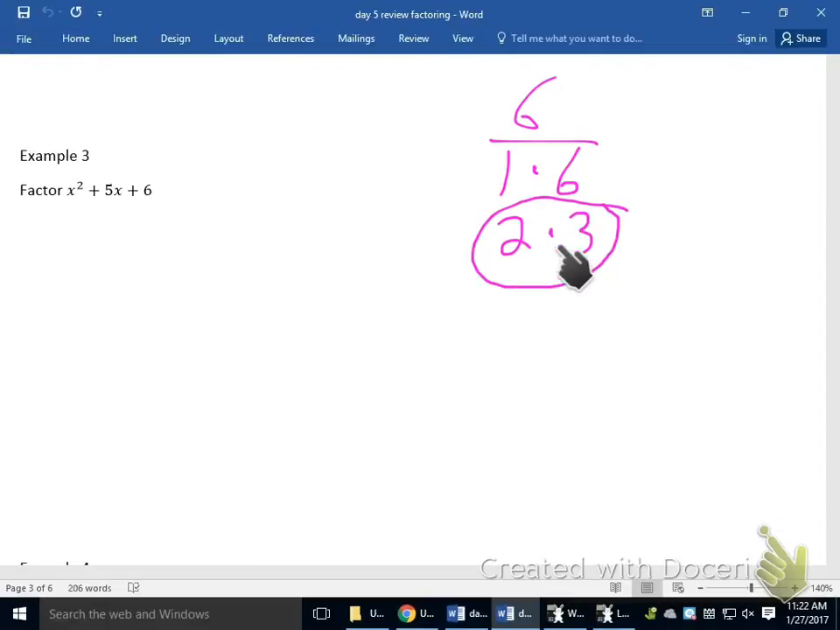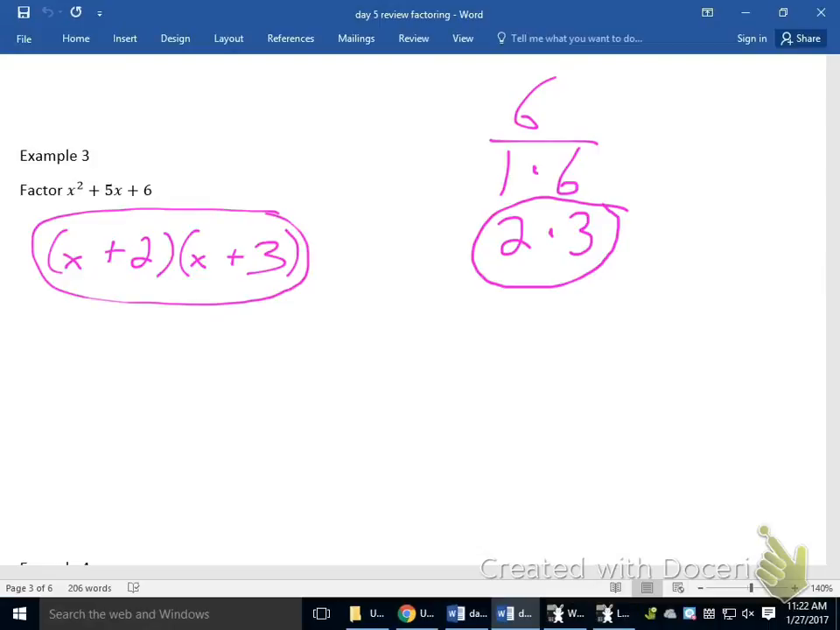And the reason why I'm using 2 and 3 is because that adds to 5. Now I'm going to jump back over here and set it up for being factored. X times x is what will give me x squared. And I know it needs to be plus 2 plus 3 because that multiplies to positive 6 and they add to 5. And this is my final answer.